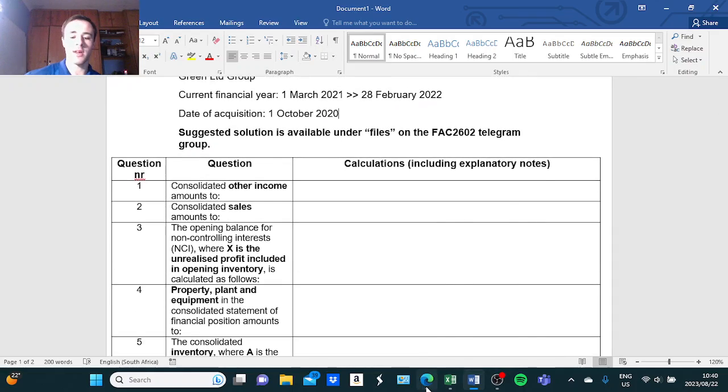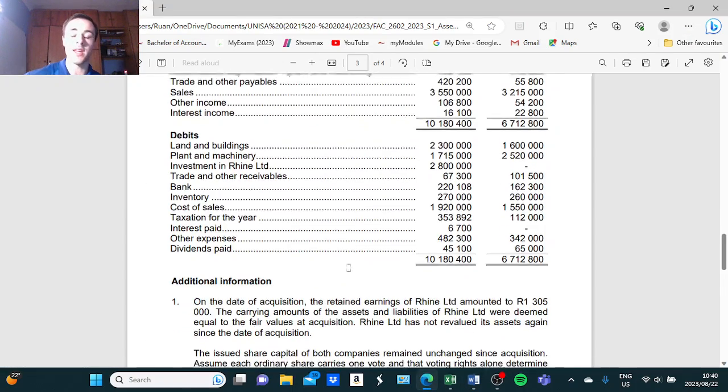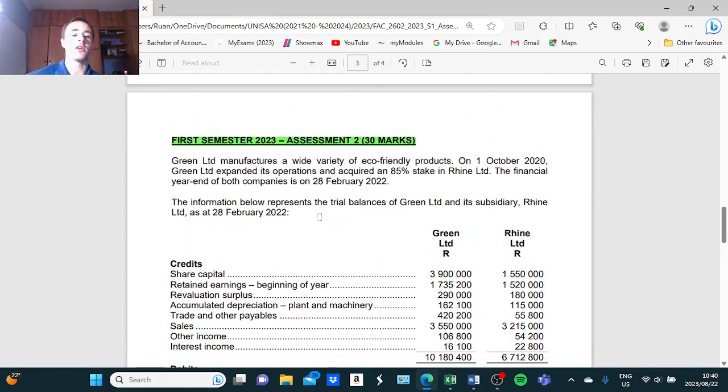Okay, so let's start with reading the background information. Green Limited manufactures a wide variety of eco-friendly products, and on the 1st of October 2020, Green Limited expanded its operations and acquired an 85% stake in Rhine Limited. Stake is just another term for interest. The financial year end of both companies is on 28 February 2022. This is confirmed in the required section as well.